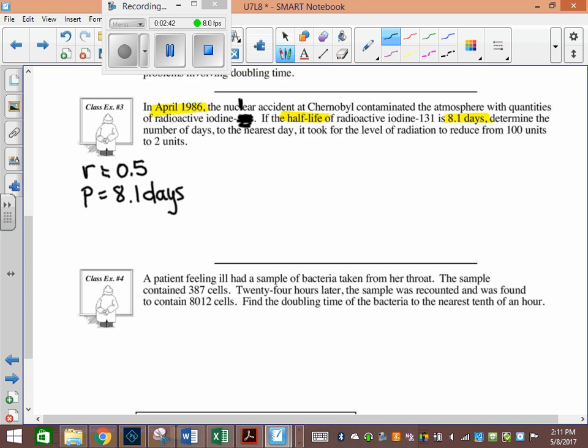So what else does it give us? Determine the number of days to the nearest day. So that's what we're finding out in the end. We're finding out the number of days to the nearest day. So that's whole number. If it was one decimal place, it would be to the nearest tenth of a day or the nearest hundredth of a day. If it says nearest day, we go right to the whole number. It took for the level of radiation to reduce from 100 to 2. So we're reducing, which we should because it's half, 100 units to 2.